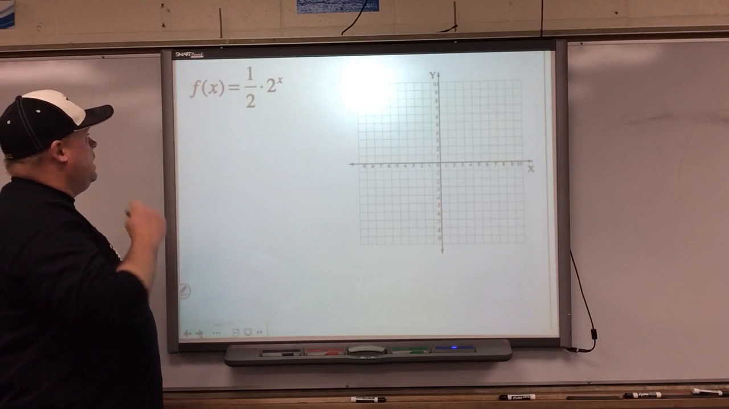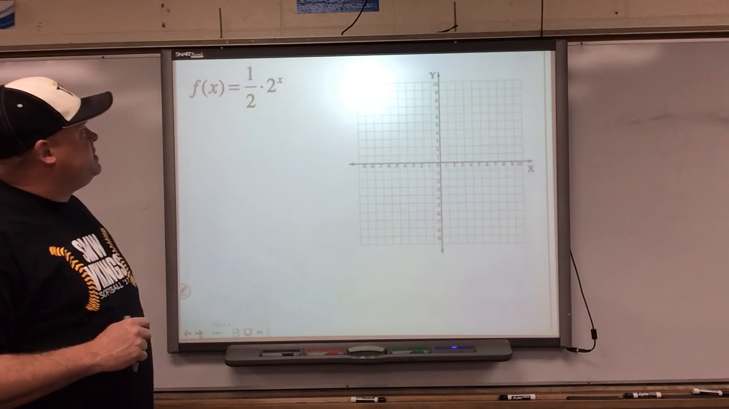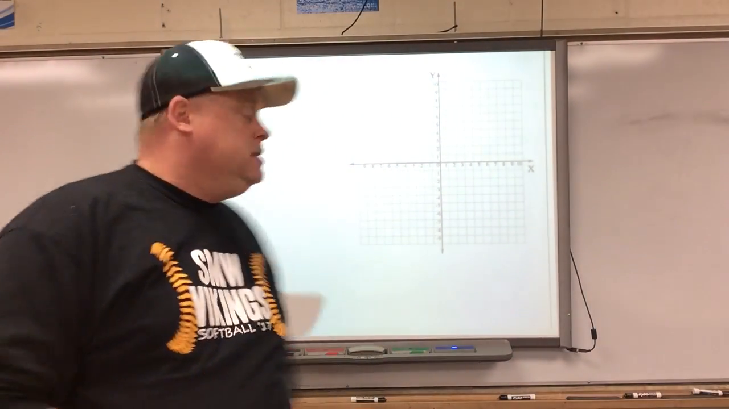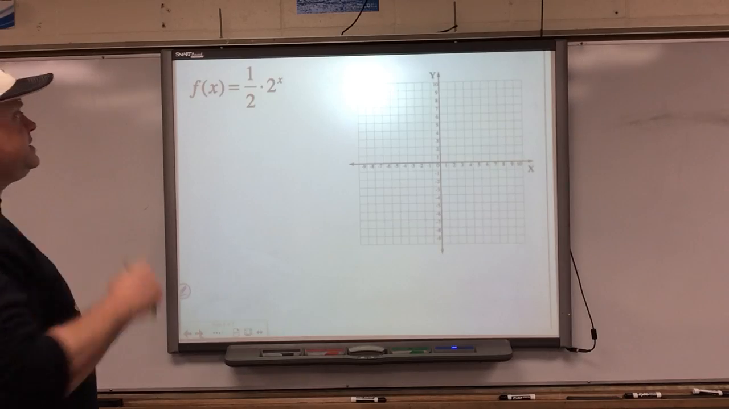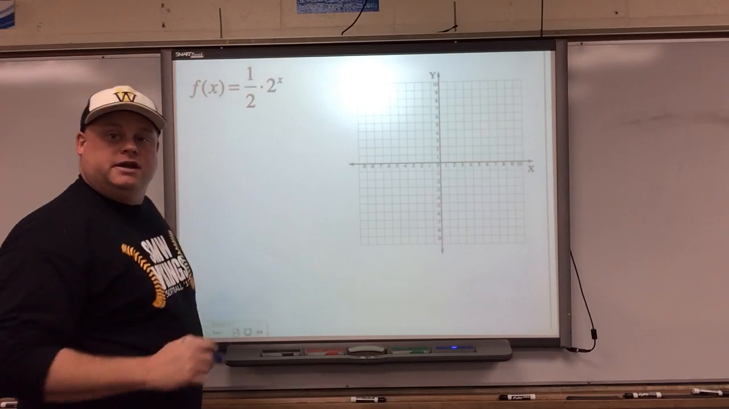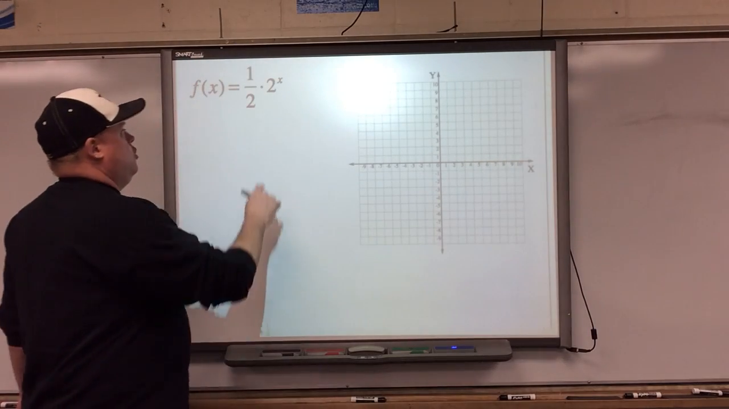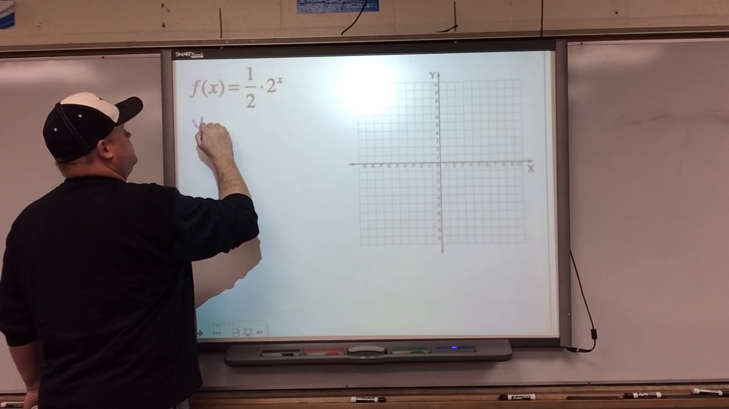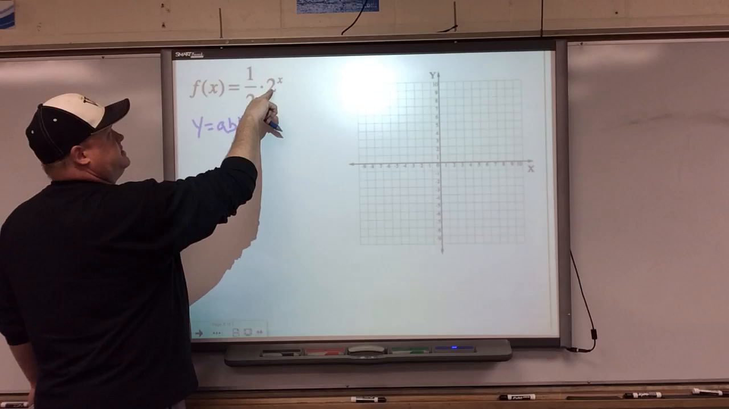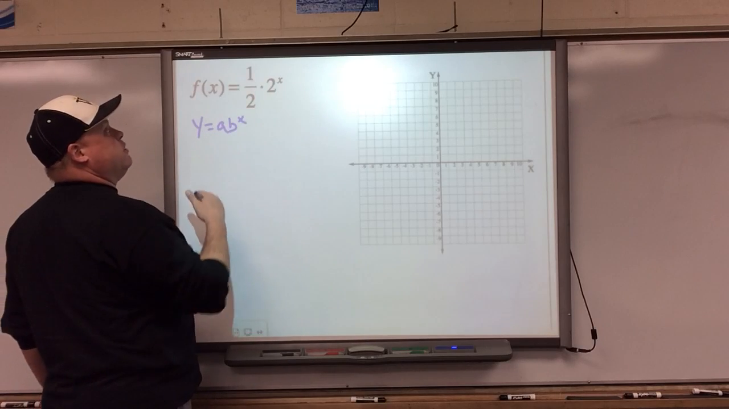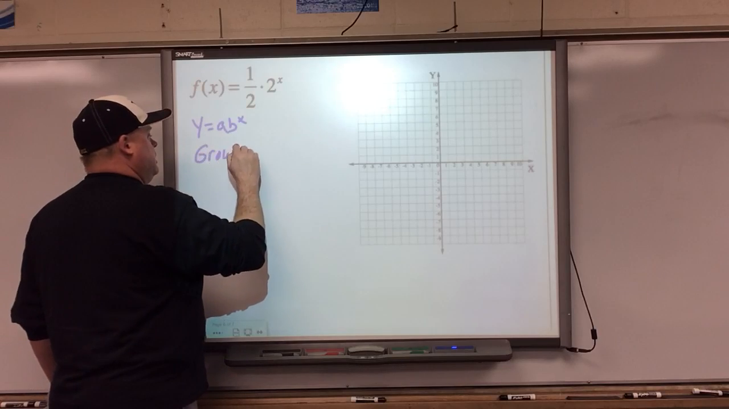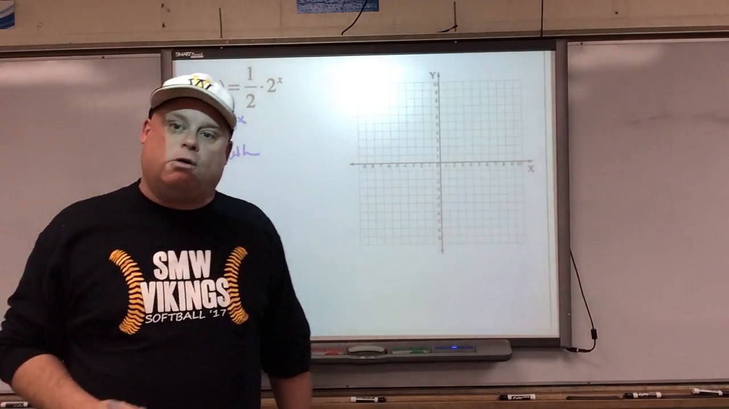Next one. I have f of x equals 1/2 times 2 raised to the x power. We want to graph these. So if I look at this, let's remember a couple things. One, is this growth or decay? Well, it's going to be growth because remember this is in y equals ab to the x power form. Since this b term right here, the 2, is greater than 1, this has to be growth. That's one thing that we should know right now, okay?